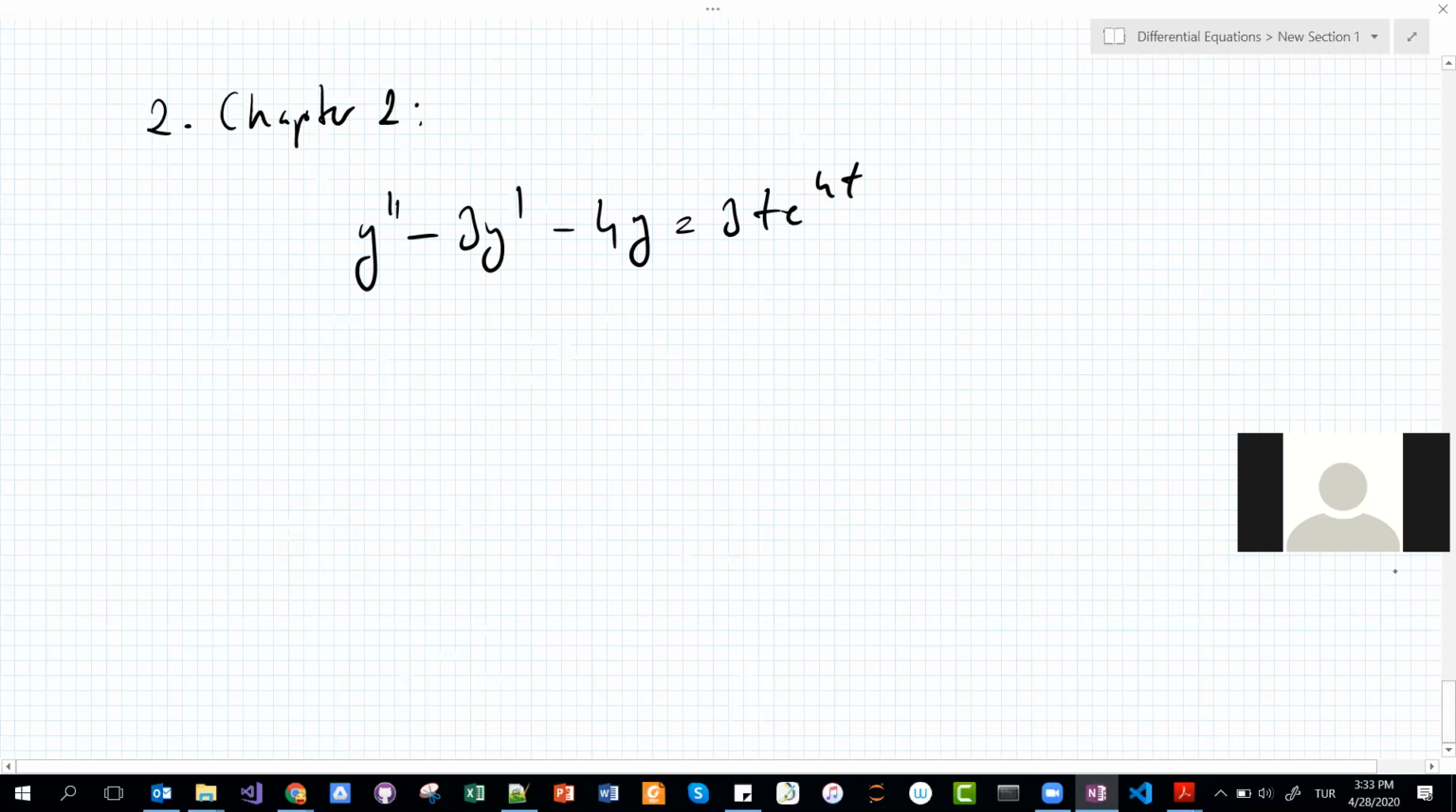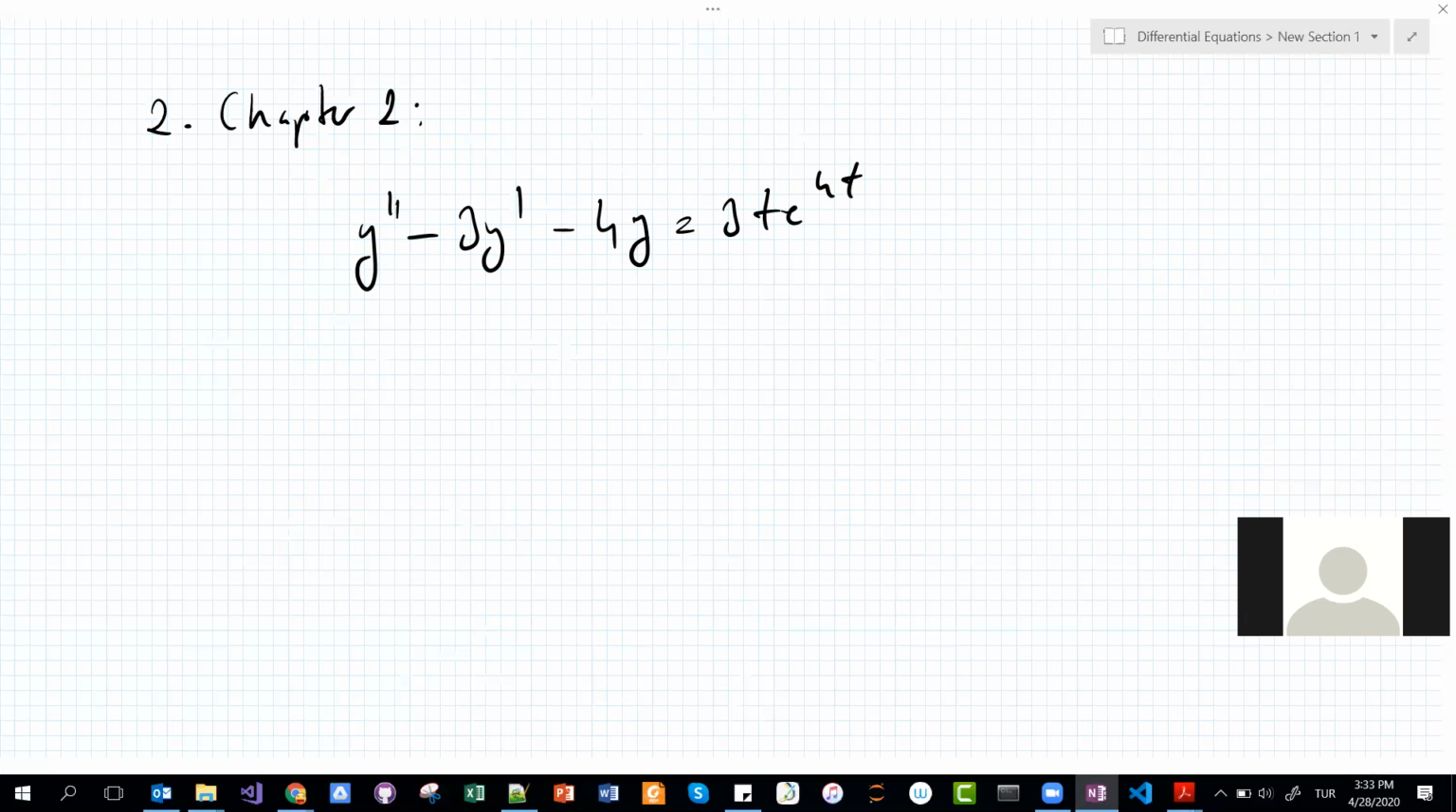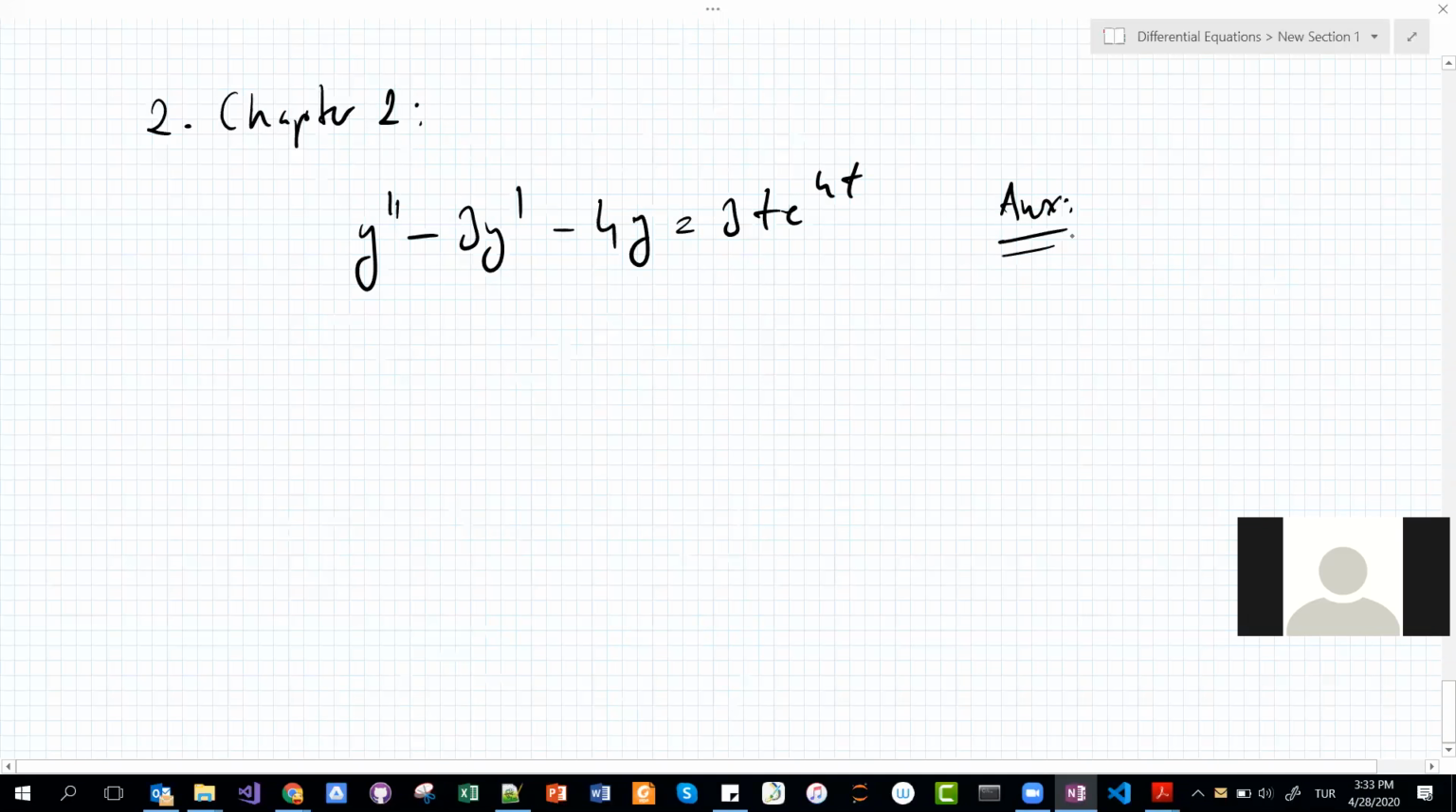So this is the second order, and then what I have on the right-hand side is a polynomial times exponential type of function. When you solve the second order differential equation using the undetermined coefficient technique, what you should do first is solve the auxiliary equation, r squared minus 3r minus 4, which is equal to 0. So (r minus 4)(r plus 1) is equal to 0. I have these roots: r1 is equal to 4, r2 is equal to negative 1.